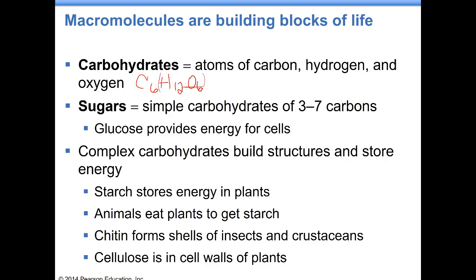You might not have heard of this before: chitin, the substance that forms the shells of insects and crustaceans like shrimp. That's also a polysaccharide, like starch. And cellulose, which you probably have heard of if you had me, is in the cell walls of plants. So these are carbohydrates, and the significance of carbohydrates.